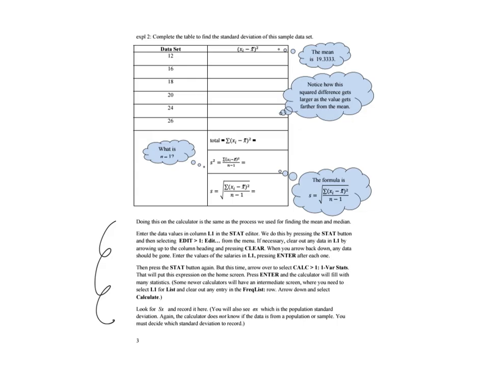Now, here's what we have for number 2. I have a sample data set. So this came from a sample, which means I am going to find S and not sigma, which was the population standard deviation. And remember, it had a slightly different formula in that we're going to divide by n minus 1. So we've got to figure out what that is in the end.